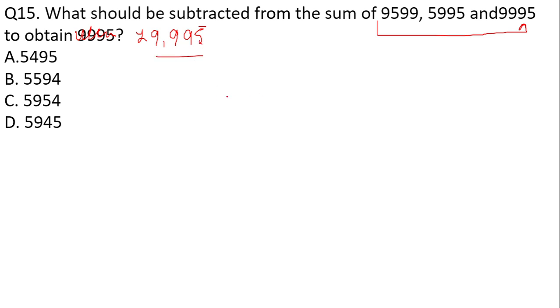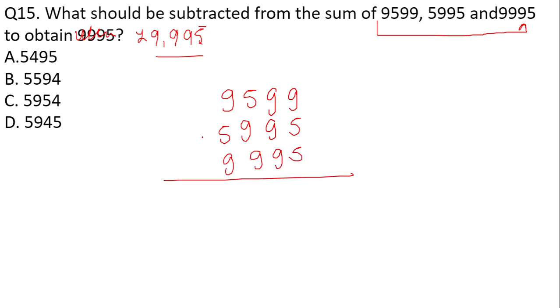Okay, so take the summation of 9599 plus 5995 plus 9995. So we are taking the summation here. Okay, so the summation will be 9 plus 5, 14, 5 plus 5, 10, and 1, 9, 19 carried 1.